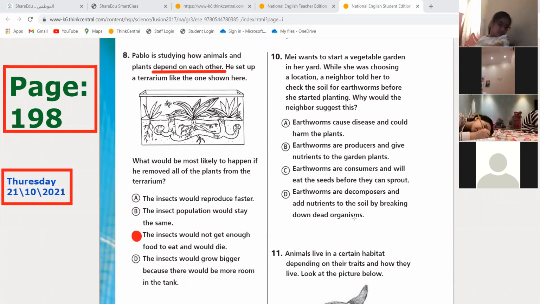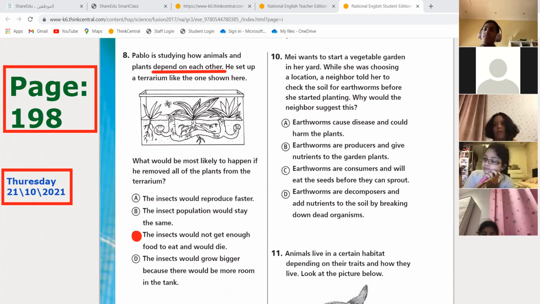Miss, can I go drink water? Can you what? Yes, of course, drink water. Habibi, no need to ask for water and a bathroom. You need to close your camera and when you are back, open it again so I know that you are here again.